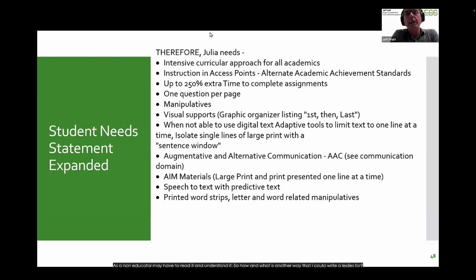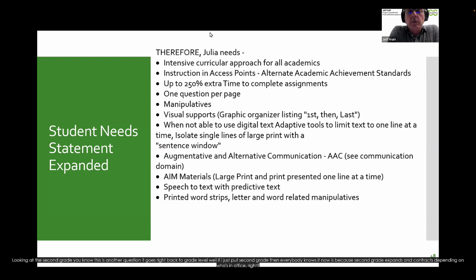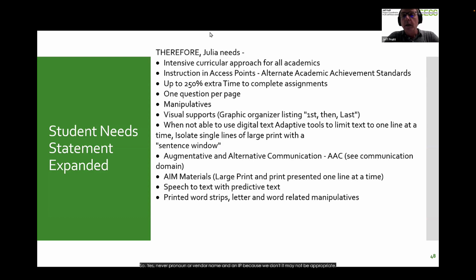Remember that we're writing this so a non-educator may have to read it and understand it. So what is another way that I could write a Lexile score? Looking at the second grade, this is another question. It goes right back to grade level. Well, if I just put second grade, then everybody knows it. No, because second grade expands and contracts depending on who's in office. So, yes, never put a pronoun or vendor name in an IEP, because it may not be appropriate.